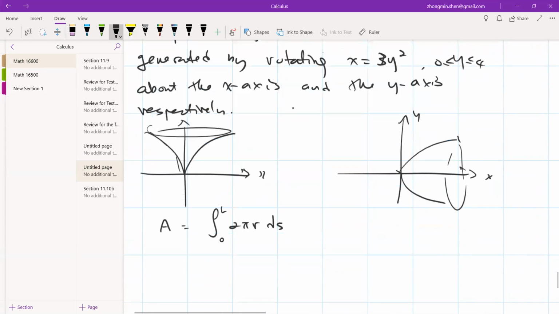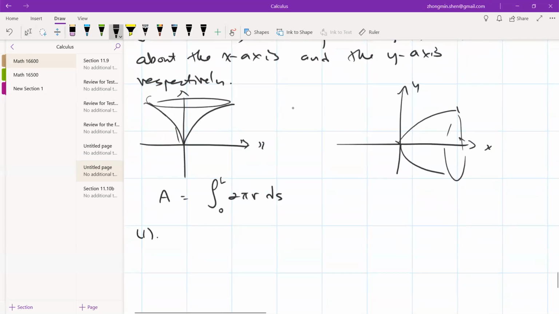If I work on the first problem, this is about the y-axis. Then what I'm going to do, I pick a point here, x and y. My radius will be this, right? In that case, the radius equals x. Clear, right? Okay, so the integral, the highest point, here's the point. When y is between 0 and 4, y is 4. If y is 4, what is x?